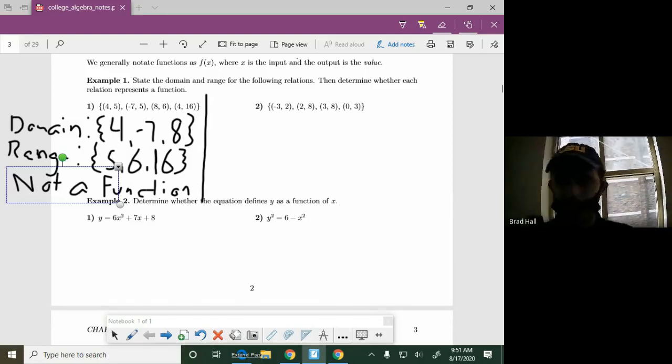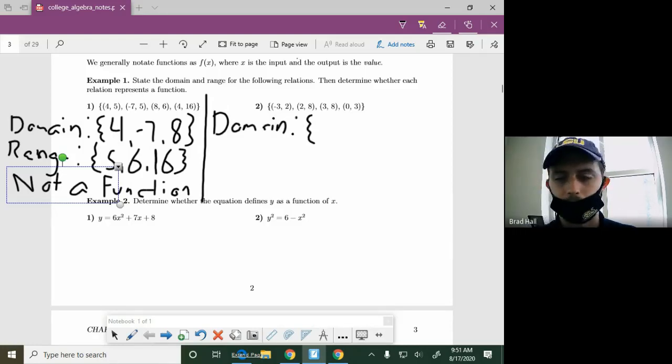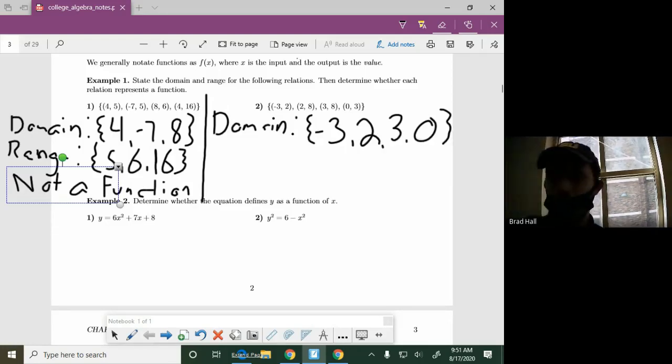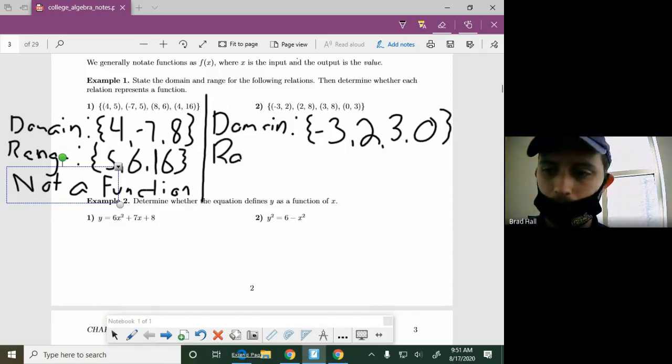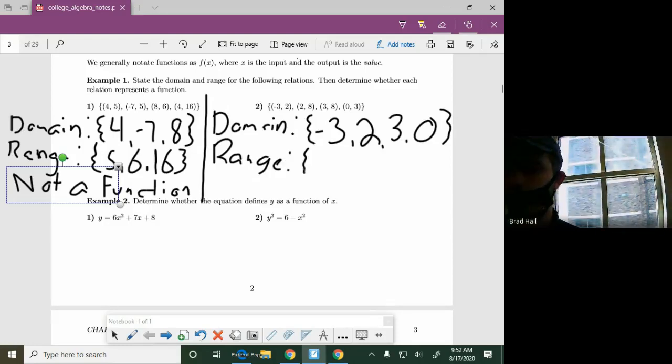So for part 2 here, it's the same idea, just different numbers. So do the same thing here. Domain, we started off with the curly braces, and we're going to list off the x values. I see a -3, I see a 2, I see a 3, and I see a 0. I'm going to go through this one a little bit more quickly. I hope you're all okay with that. The range, I see a 2, an 8, and a 3. And that last thing should be a curly brace.